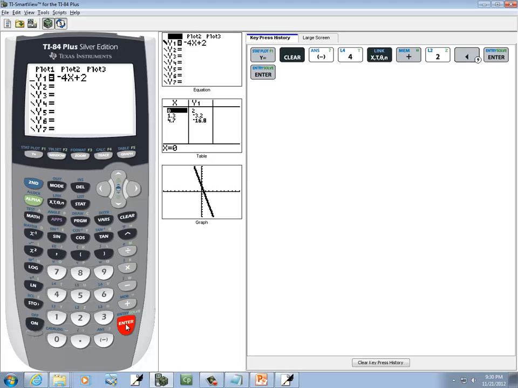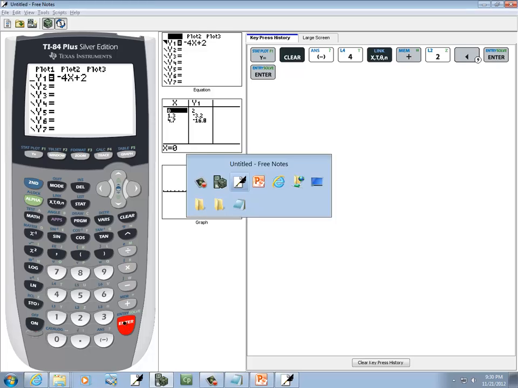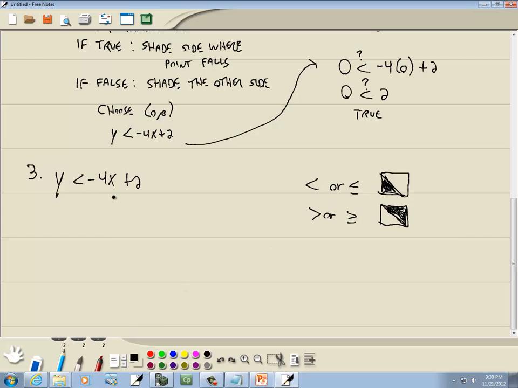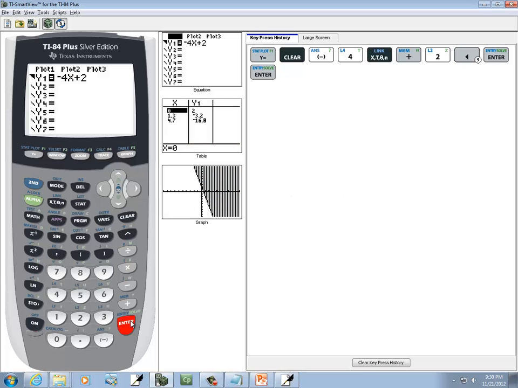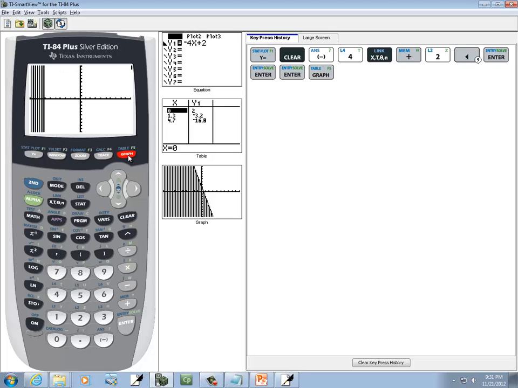If you press it one more time, it becomes an upper right-hand triangle. Now this problem is a less than, and we're looking for a lower left-hand triangle. So we press enter one more time, and it changes to a lower left-hand triangle. And then we press graph, and that gives us our answer.